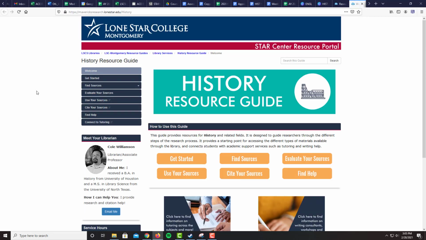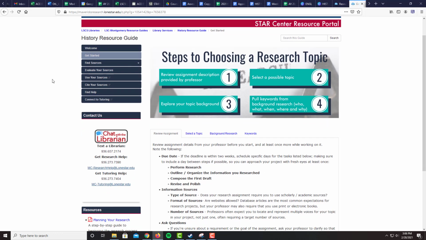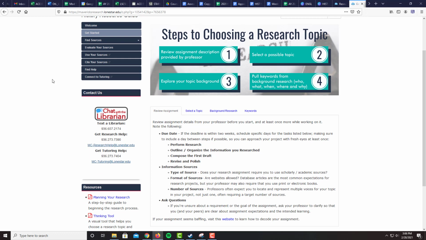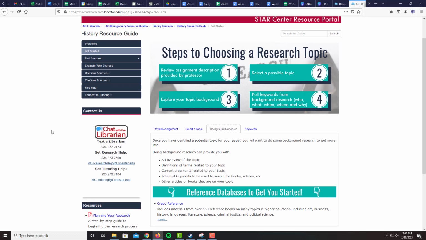Each of the subject guides is designed to mirror the research process as a whole. So using these tabs, we can go through, get started. This is going to talk about choosing your research topic, understanding important questions to have from the beginning, such as what are your due dates, including if you have multiple due dates throughout the project. What sort of citation style are you expected to use for your reference list? Also, we'll have a tab for background research, basically any sort of reference databases we have that we feel will be useful in those regards.